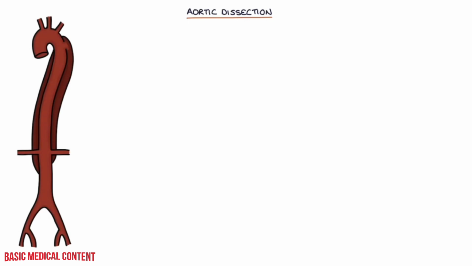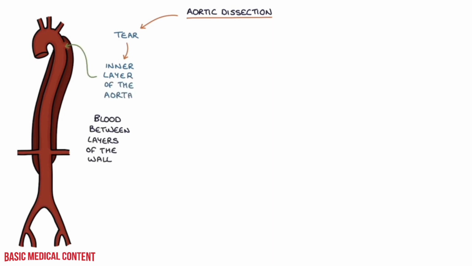In this video, I'm going to be going through aortic dissection. Aortic dissection refers to when a break or a tear forms on the inner layer of the aorta, allowing blood to flow between the layers of the wall of the aorta.